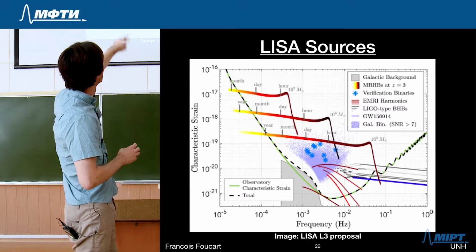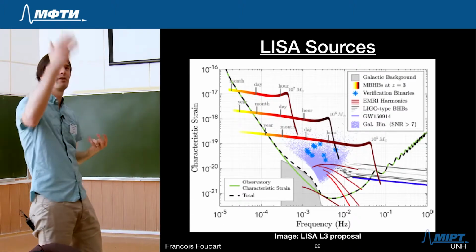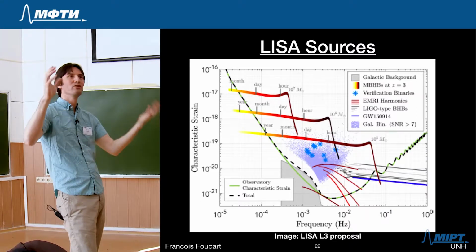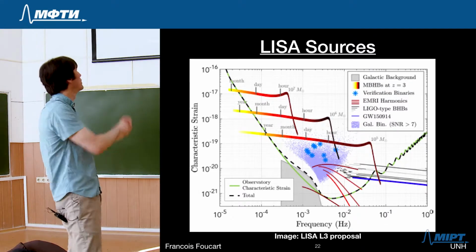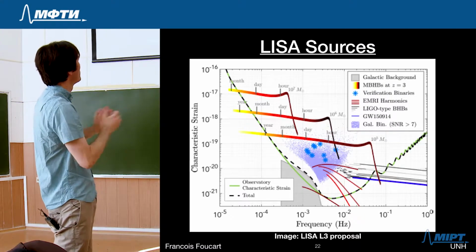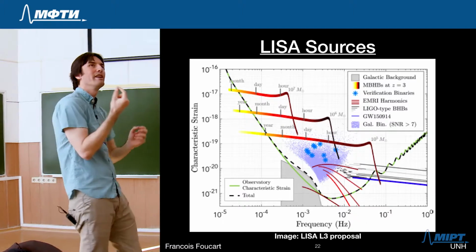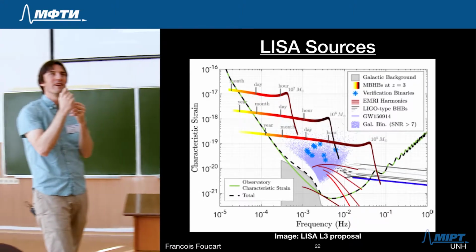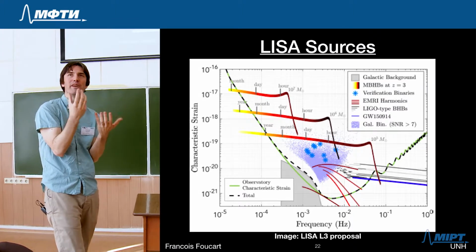And then the light red curves are extreme mass ratios. So that's what we were discussing yesterday, the plunge of a 1 or 2 solar mass object into a million solar mass black hole. Those are those light red curves here that LISA would also like to see, because those actually allow you to do very precise measurement of the curvature around the massive object. Effectively, the small object acts as a tracer of the curvature of the big object.